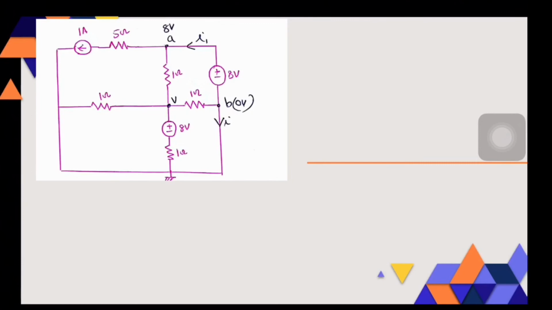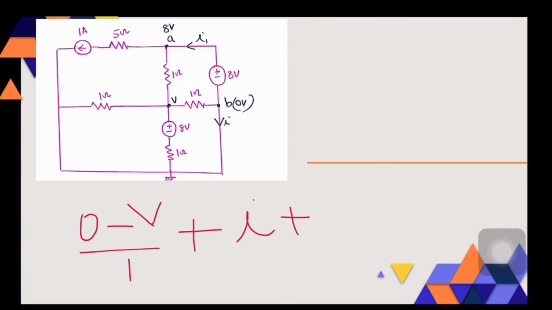Finally, we are going to write KCL at this node B. Here you can see 2 outgoing currents I and I1 and 1 unknown current. We assume this unknown current as an outgoing current at node P. Now, can anybody tell me the expression of outgoing current through this 1 ohm resistor? It will be (0 minus V) by 1. So we can write that current plus I1 is equal to 0.